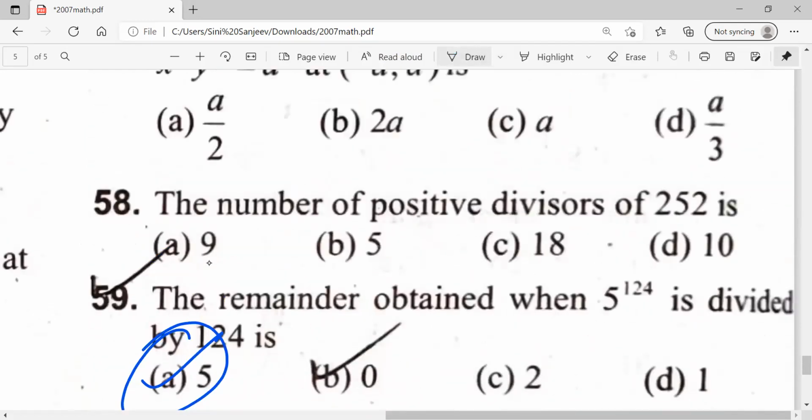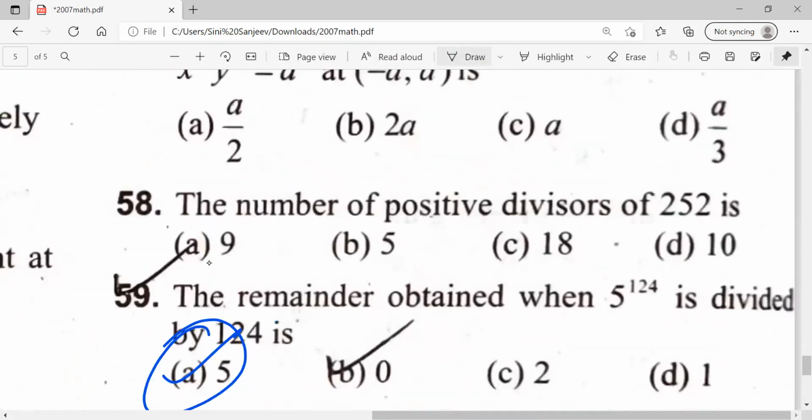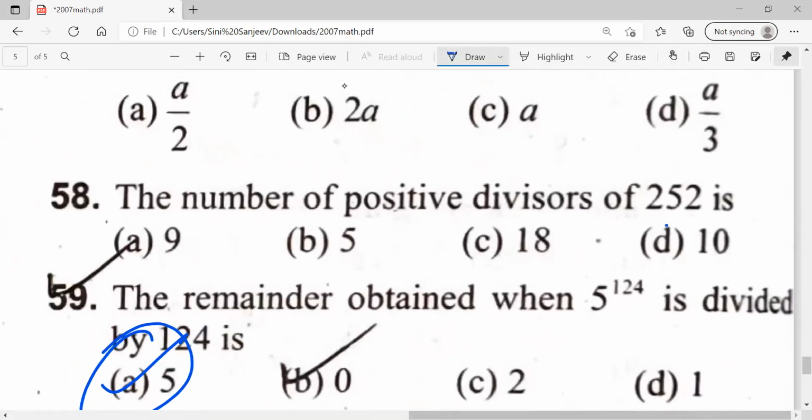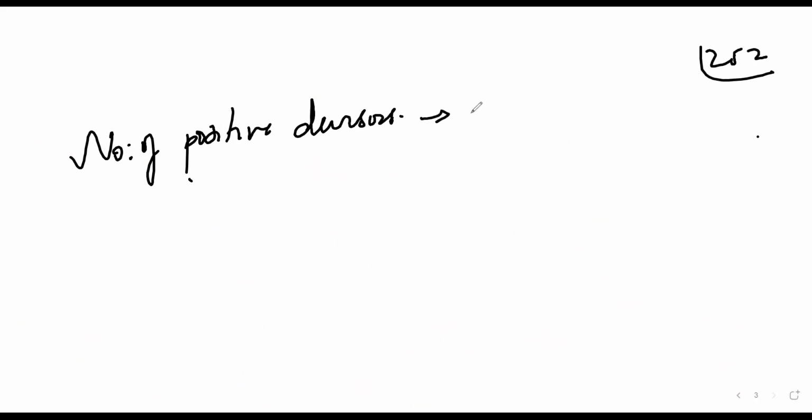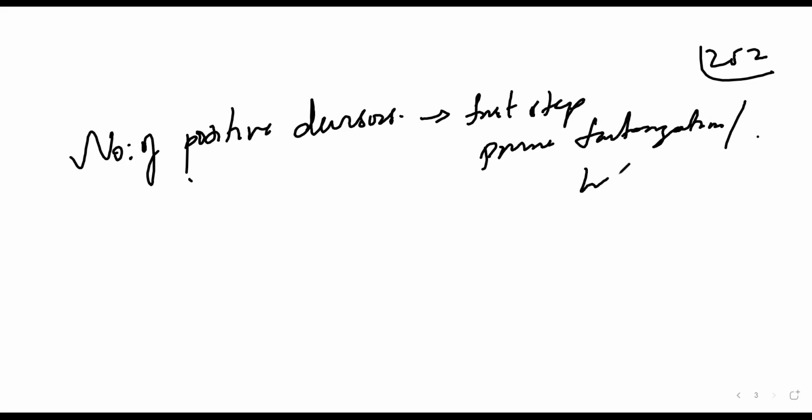Now let me take the second question: the number of positive divisors of 252. There is a simple formula to calculate the number of positive divisors of any number. For that, the first step is to do the prime factorization of 252, or the LCM, whatever it is.